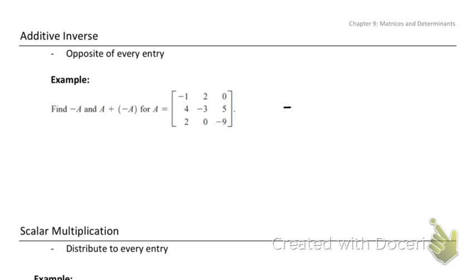So my additive inverse looks like negative a. It is really distributing the negative sign to everything that's in there. It's the opposite of every single element in that matrix. So instead of negative 1, we're going to have a positive 1. A positive 2 turns to a negative 2. 0 stays 0. Boom. 4 turns to a negative 4. Negative 3 turns to a positive 3. 5 turns to a negative 5. Then we have negative 2. We got a 0. And finally we have a positive 9.